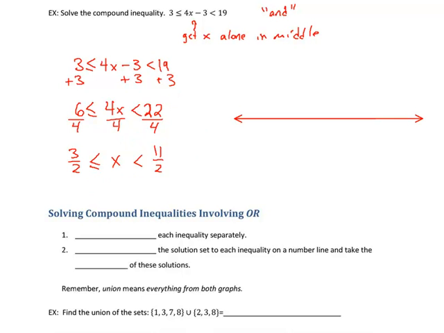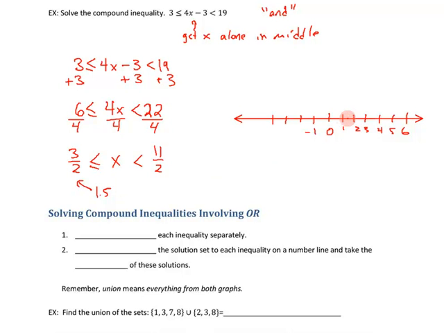Now to graph that on a real number line, all I have to recognize is this means that x is between those two numbers, so I need to plot those two numbers on the real number line. Here's 0, 1, 2, 3, 4, 5, 6. Here's 1, 2, 3, 4. Negative 1, negative 2, negative 3, and so forth.